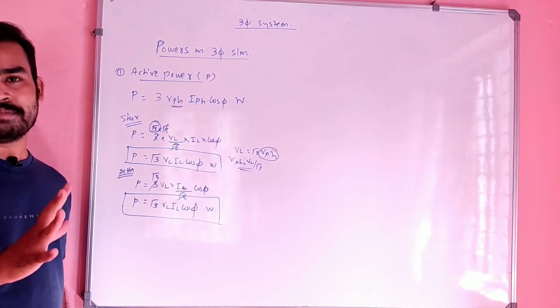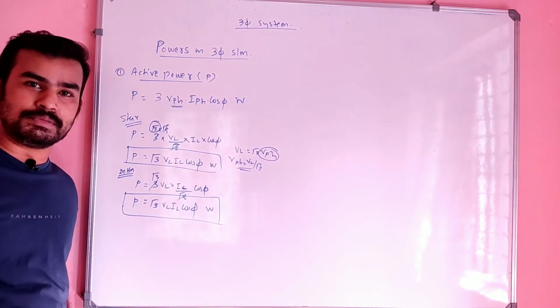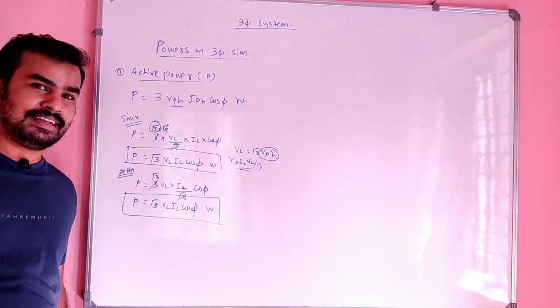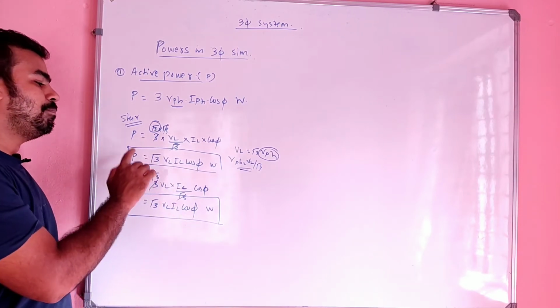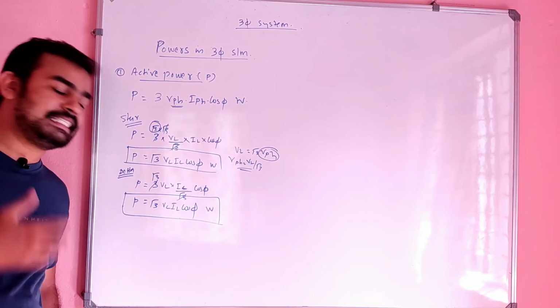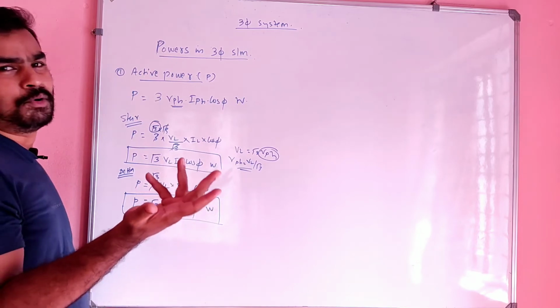That means, not constant power, we need the power which is supplied by the system to reach up to the end of the consumer. We don't want to change the power, right? So that is why this power in terms of line quantity is the same for star as well as delta. Phase is also the same, though. No need to mention it now.